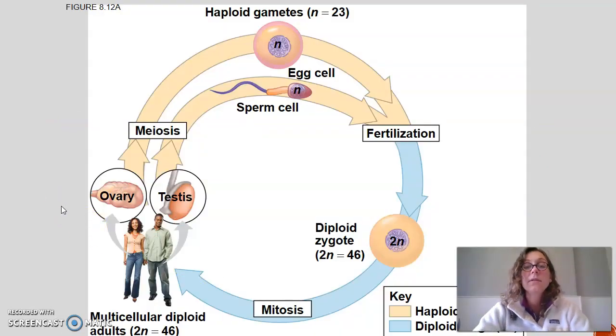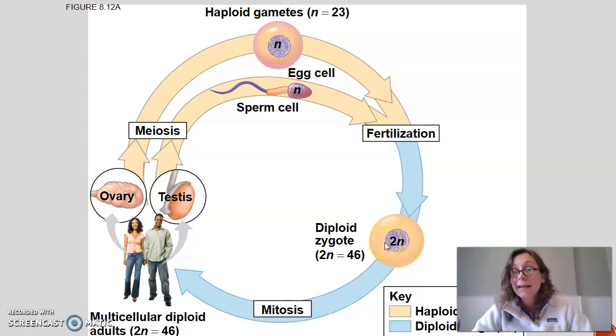So here's just a little picture to show what I was talking about in the last slide. Life starts with the fertilization of an egg cell with a sperm cell. Each of these are haploid gametes, which have half the amount of genetic info. So the sperm is N and the egg is N. The sperm fertilizes the egg. That makes 2N. So you had one set of chromosomes in each of these, in the sperm and the egg.